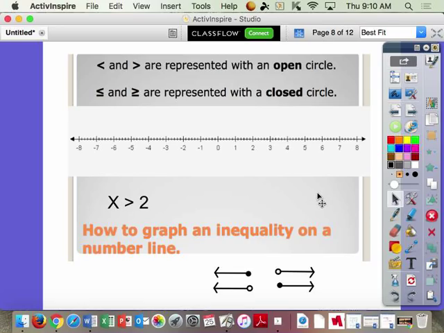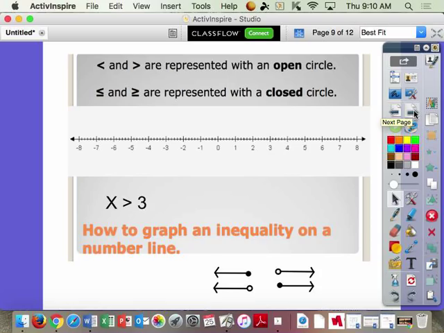Okay, next one. x is greater than 2. Well, it looks like this, so it's going to be an open circle, so it's either this one or this one. What's going to happen then? Are the numbers going to get bigger to the right, or get smaller to the left? They're going to get bigger to the right. So on the 2, and the numbers go to the right.